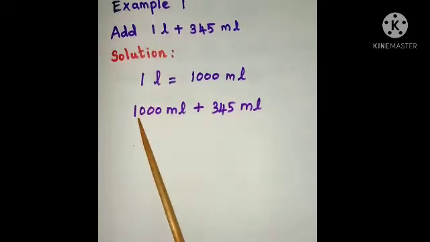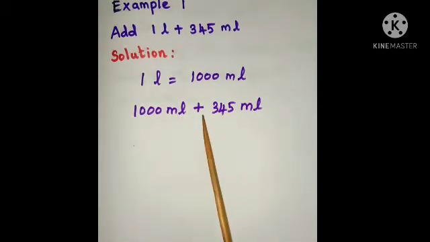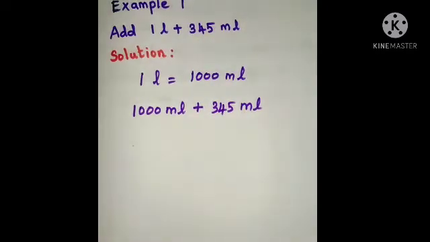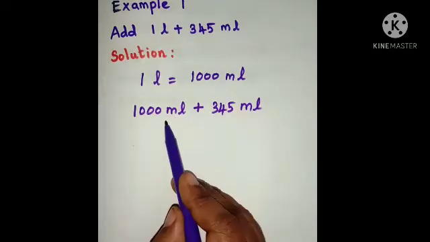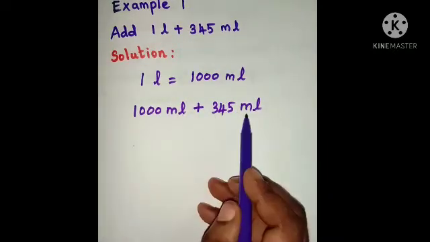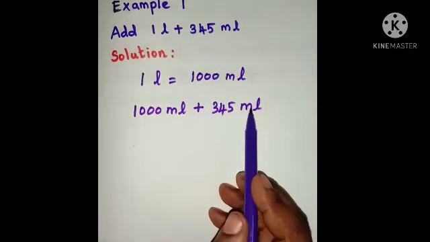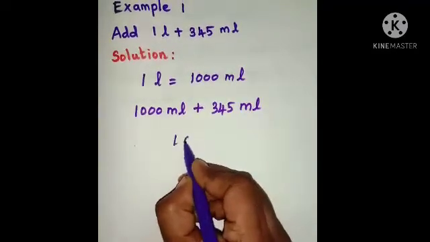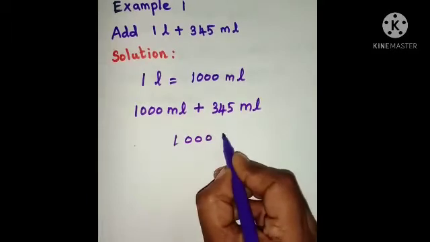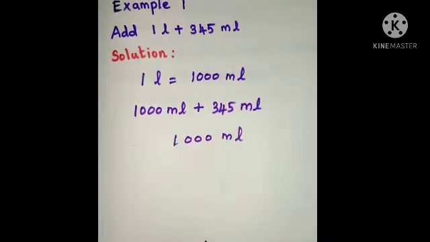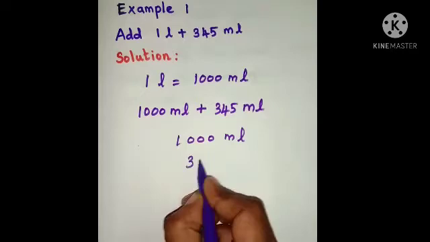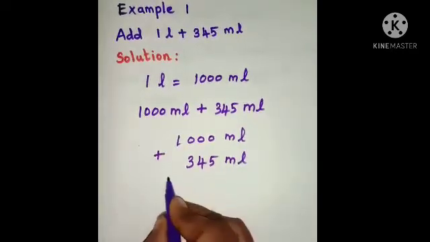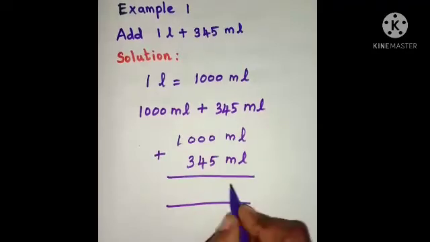So 1 liter is equal to 1000 milliliter plus 345 milliliter. Now both the values are in milliliter. Here we can add easily. First, write down the first value 1000 milliliter and the second one is 345 milliliter. Add these two values.